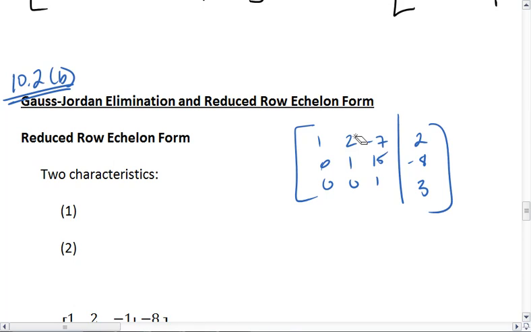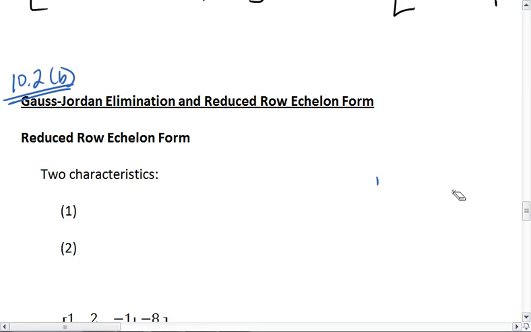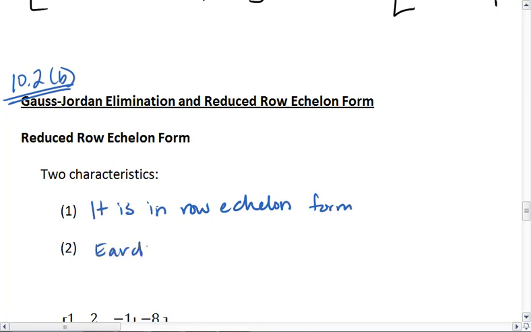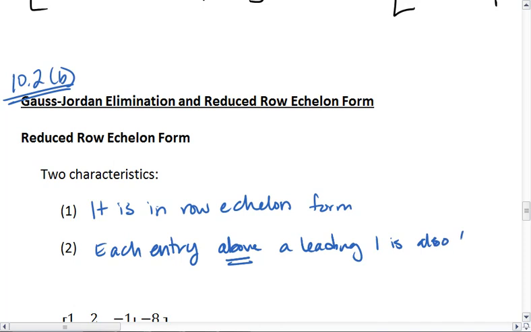In reduced row echelon form, what happens is we end up with a pure diagonal of ones and then zeros. So it has two characteristics that we want to be concerned with. First of all, it is in row echelon form. So we need that diagonal of ones with the lower left corner zeros. And then furthermore, each entry above a leading one is also 0.